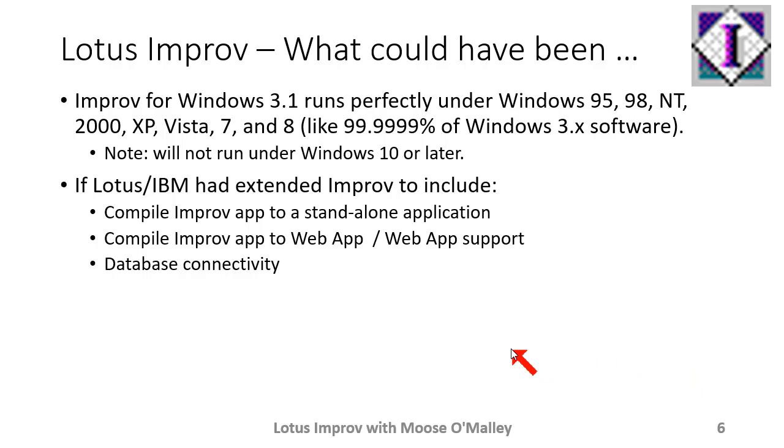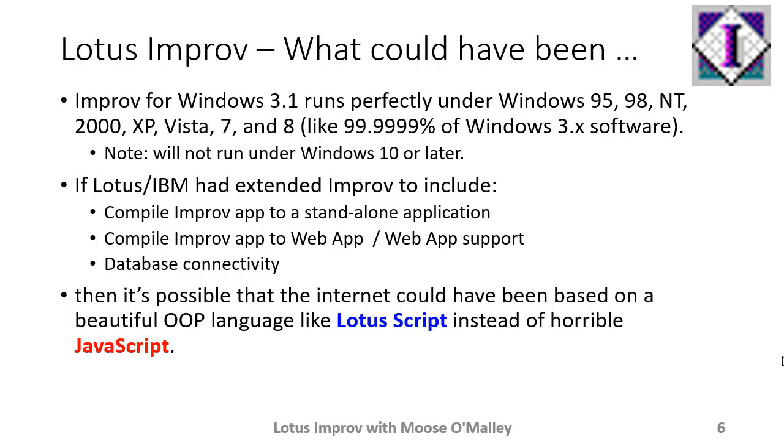And we couldn't believe what Lotus and IBM did. They killed a wonderful product. We could not believe it. We were stunned. But if Lotus and IBM had done those three things, then it's possible the internet could have been based on a beautiful object-oriented language like Lotus Script instead of the horrible monstrosity that is JavaScript. JavaScript's a horrible language. You can do all sorts of horrible things in it, and it's the backbone of the internet, but it could have been a beautiful language like Lotus Script.